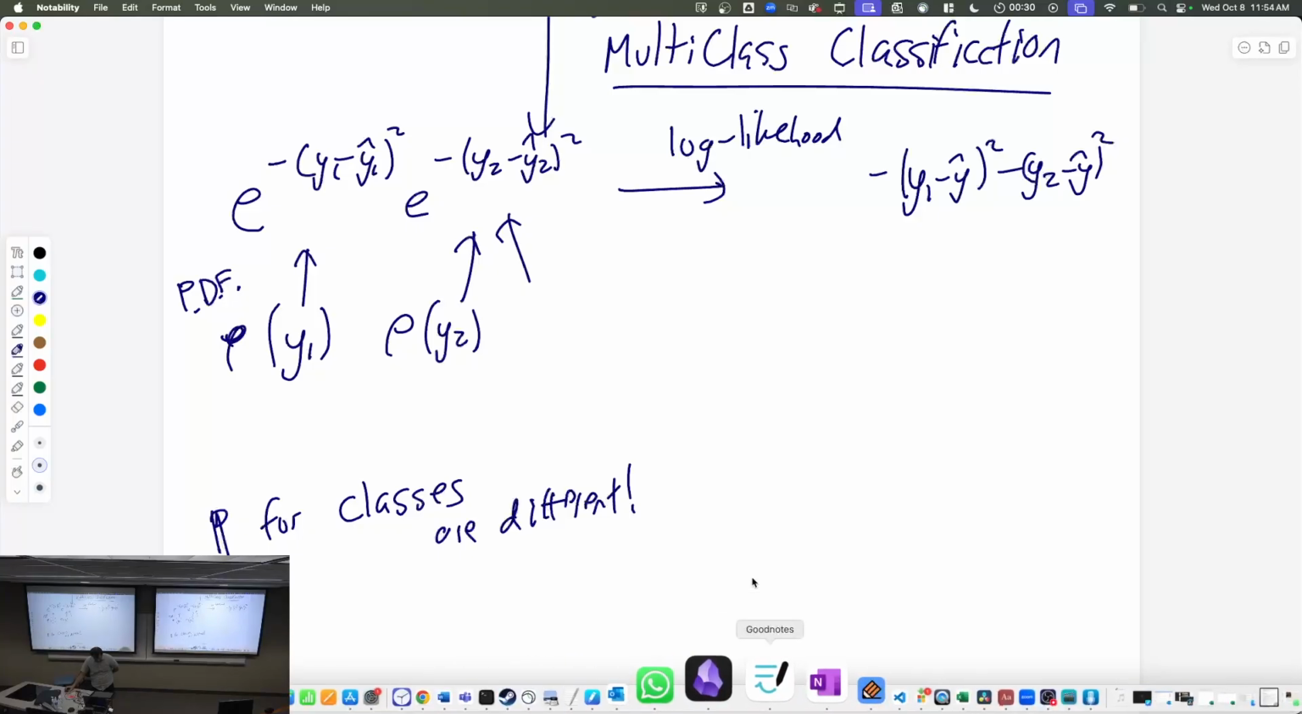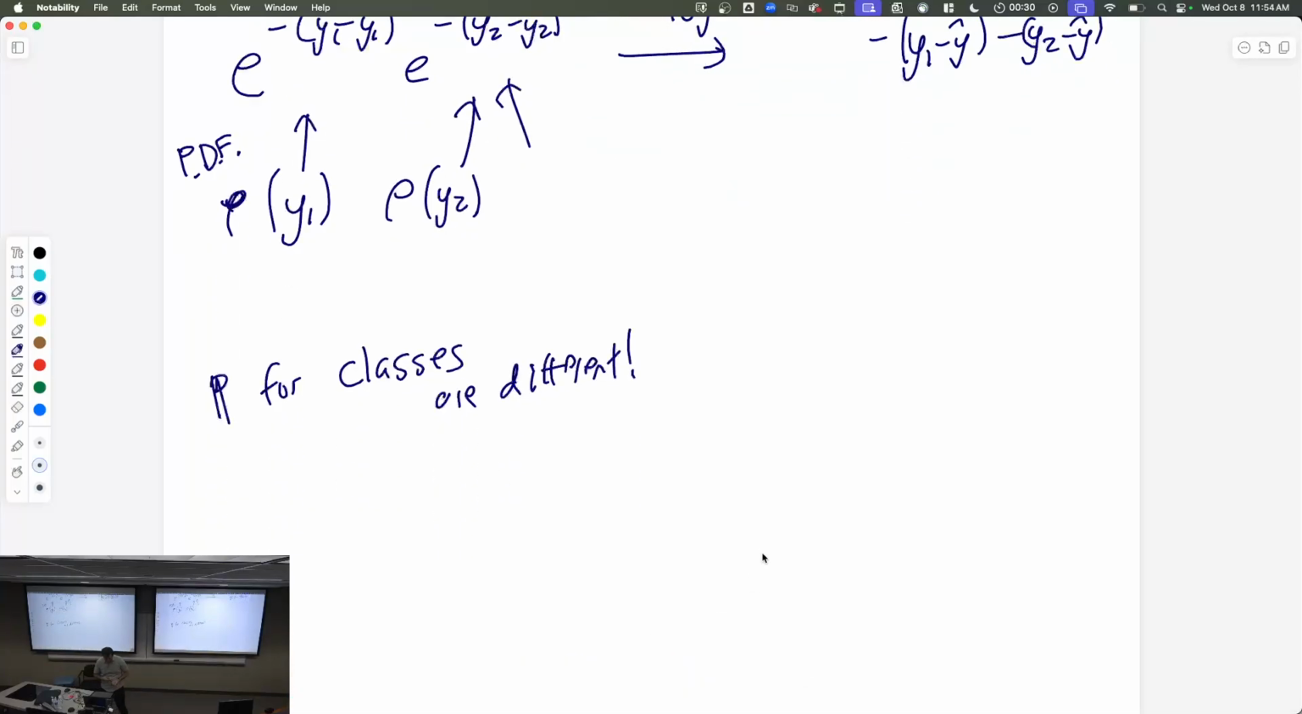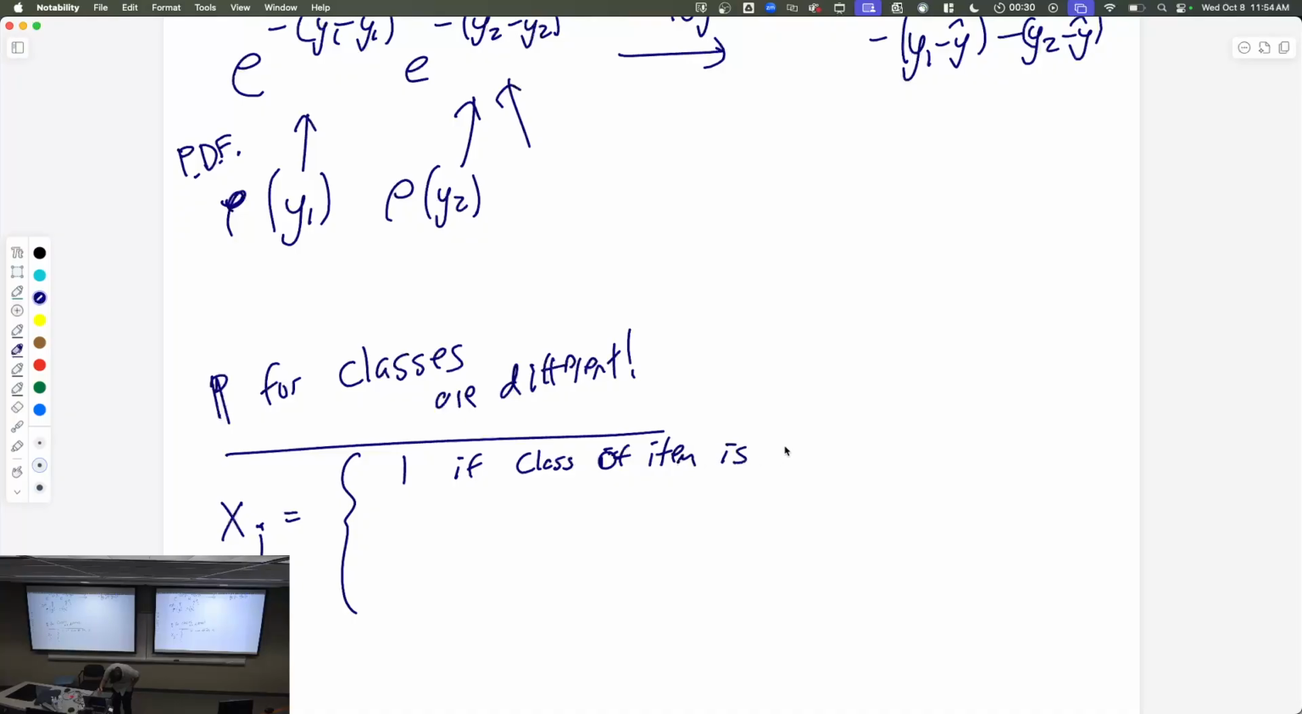And the reason it's simpler is there is a simple way to write down a multi-class probability. So again, let's set xi, let's make it be a one hot. Let's call it xj. And that makes up our i's and our j's. J, we're going to make it a one hot. So it's 1 if class of item is j. Okay, so it's like this, and it's 0 otherwise.